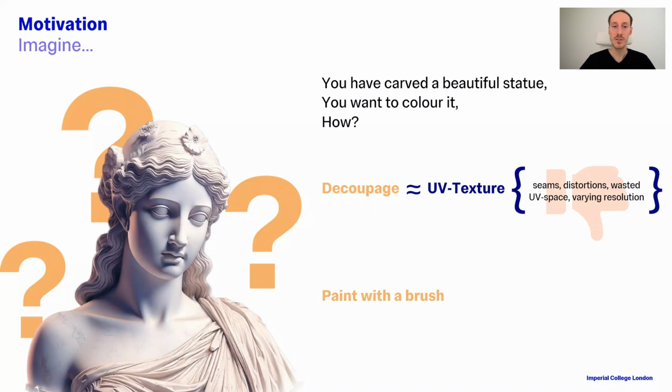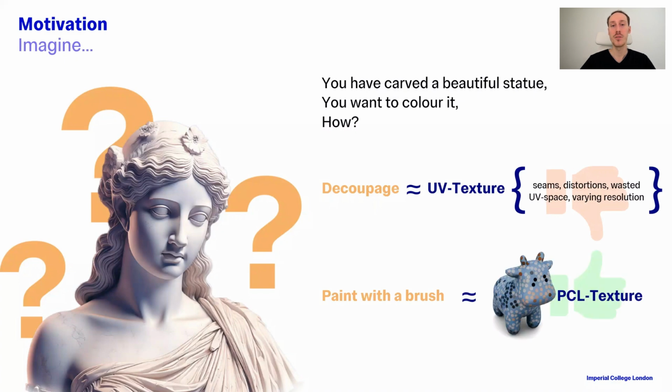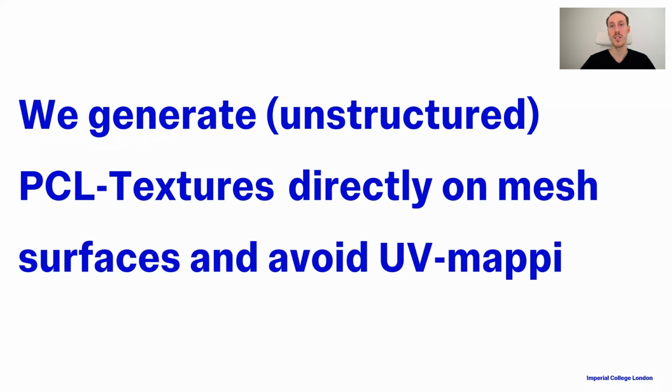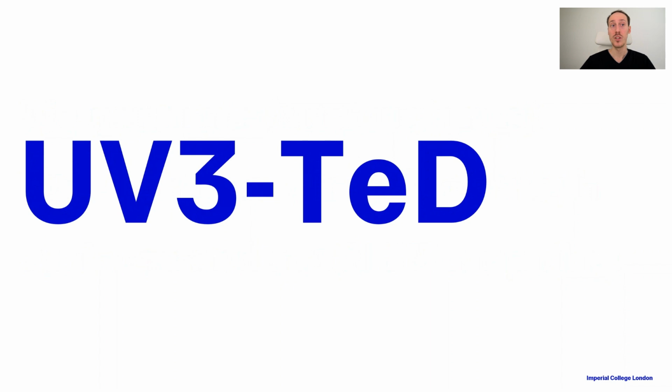In this paper, we advocate for a different representation, which is more similar to painting with a brush, and which uses colored point clouds to represent textures. In this work, therefore, we generate unstructured point cloud textures directly on the mesh surfaces and avoid UV mapping. And what is important to note here is that even if we use colored point clouds to represent textures, we create a neural network that operates on the surface of the mesh by leveraging both geometric and topological information from each object and ensures that information is geodesically spread across the object. We call our model UV3TeD, which actually stands for UV3 Texture Diffusion.